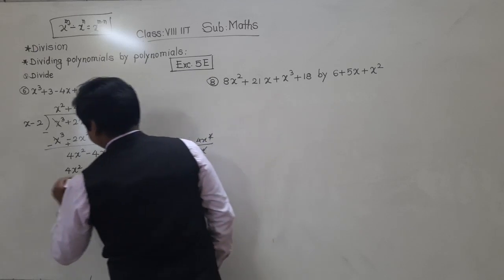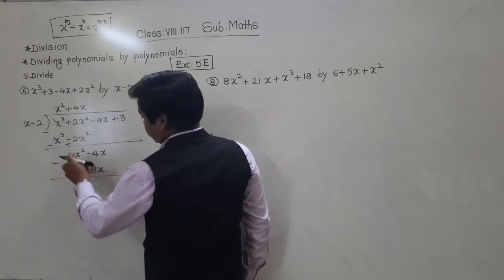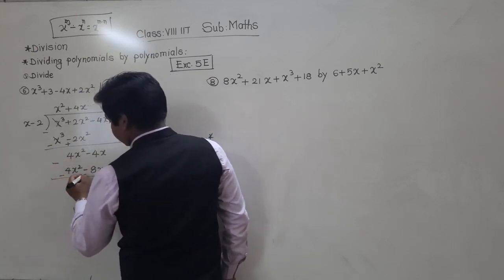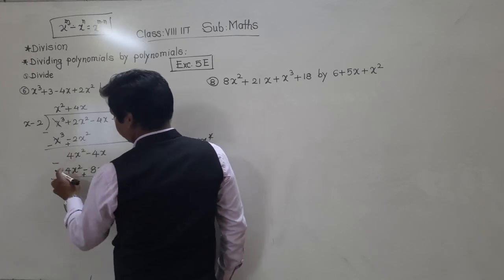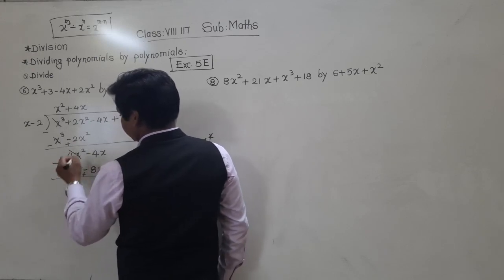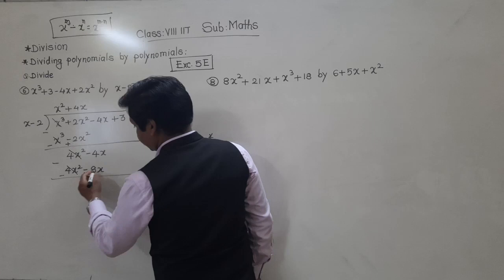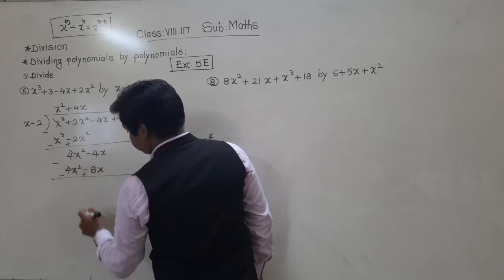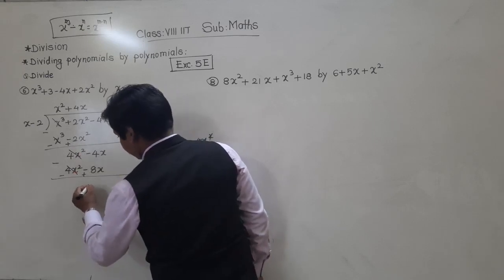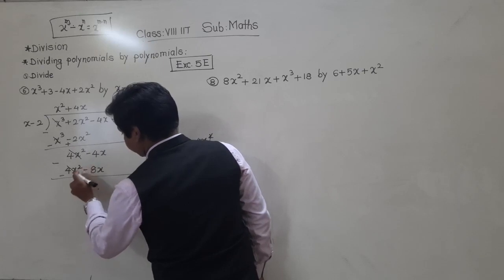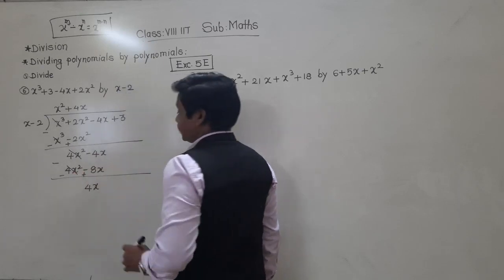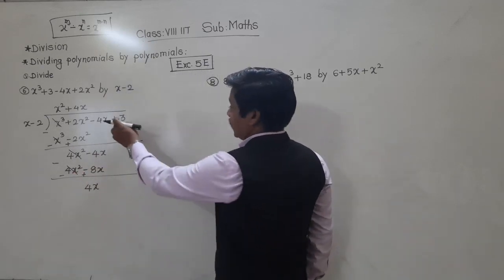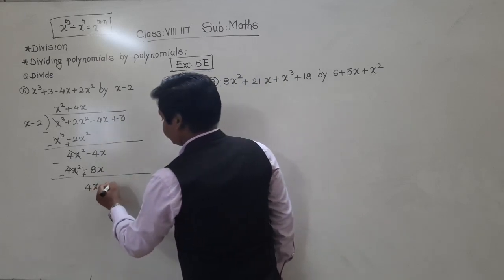Okay, subtract. 4x square, this will become minus, this will become plus. 4x square minus 4x square gets cut. Minus 4x plus 8x, minus plus, subtraction, so 8 minus 4, 4x. Greater is 8, it has a plus sign, so plus 4x. Okay, last term plus 3, take down.